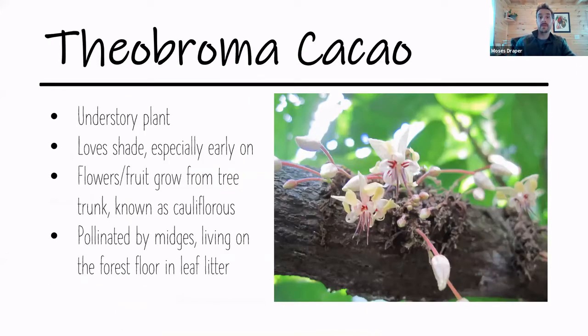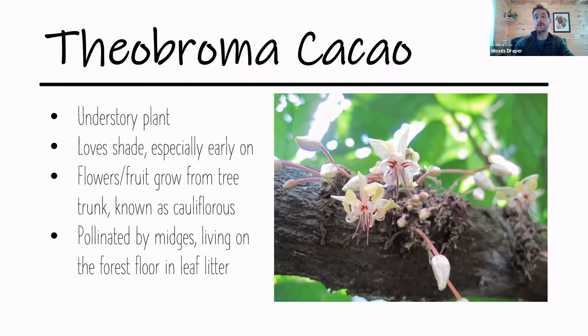So Theobroma cacao, the Latin name for the plant, translates as food of the gods. Cacao is an understory plant in the rainforest. So if you imagine an overstory rainforest, cacao would be an understory plant, which means it loves shade. It's a shade-loving plant, especially early on. So in a lot of cacao nurseries, you'll see shade structures covering the seedlings as they grow. As it gets older, it can tolerate more sun.